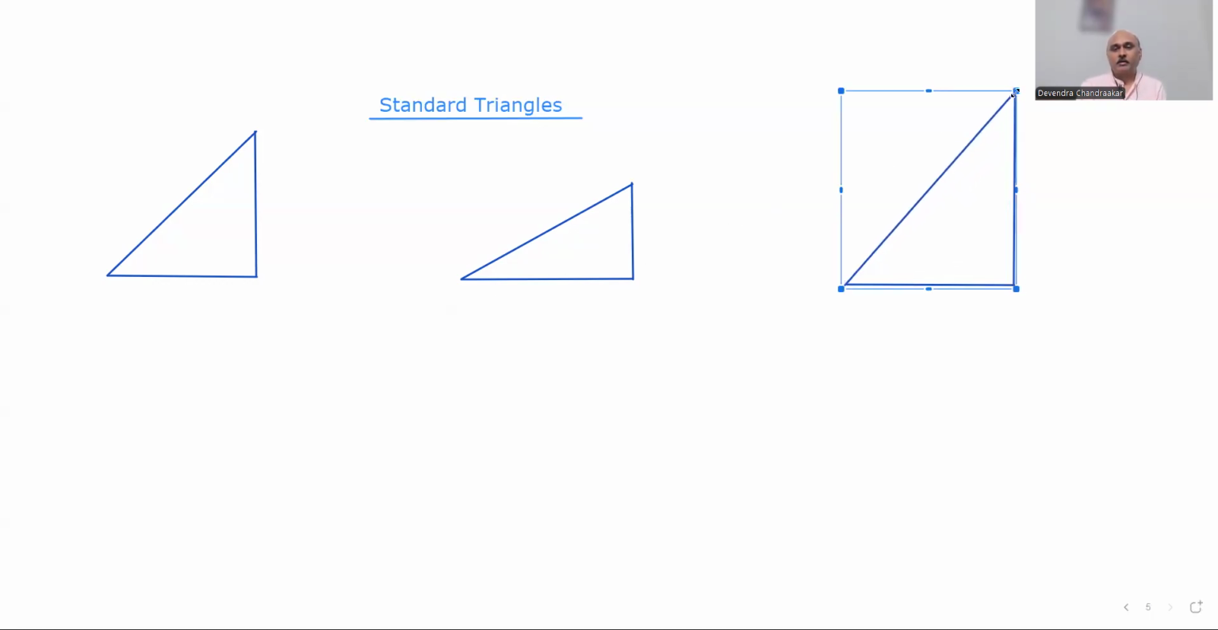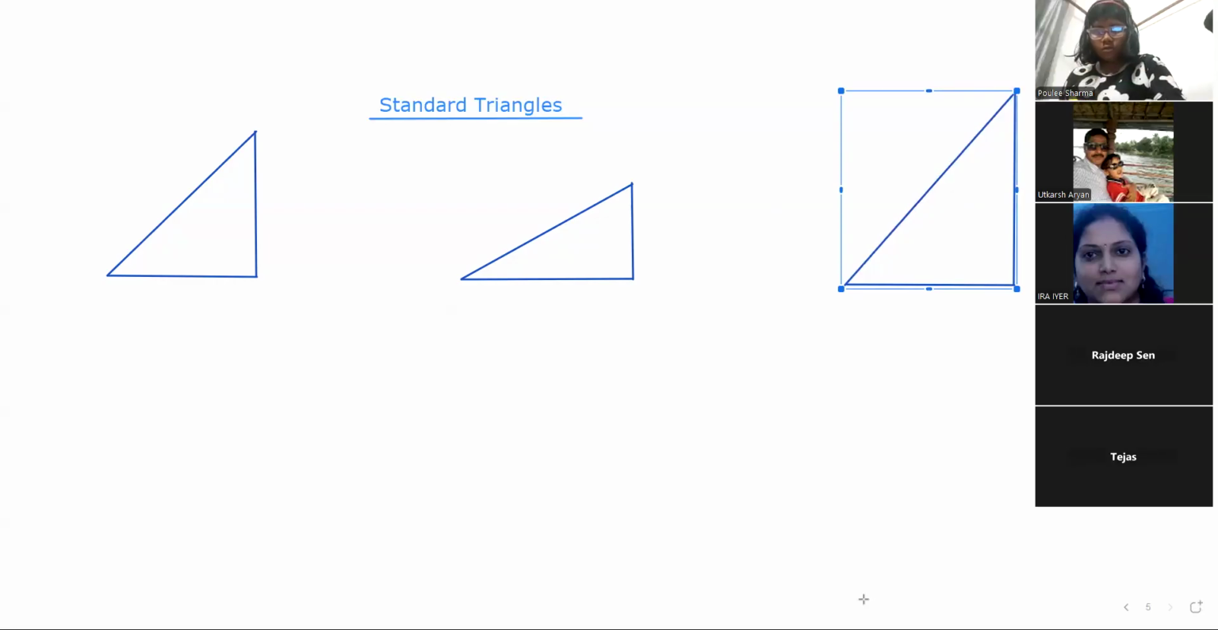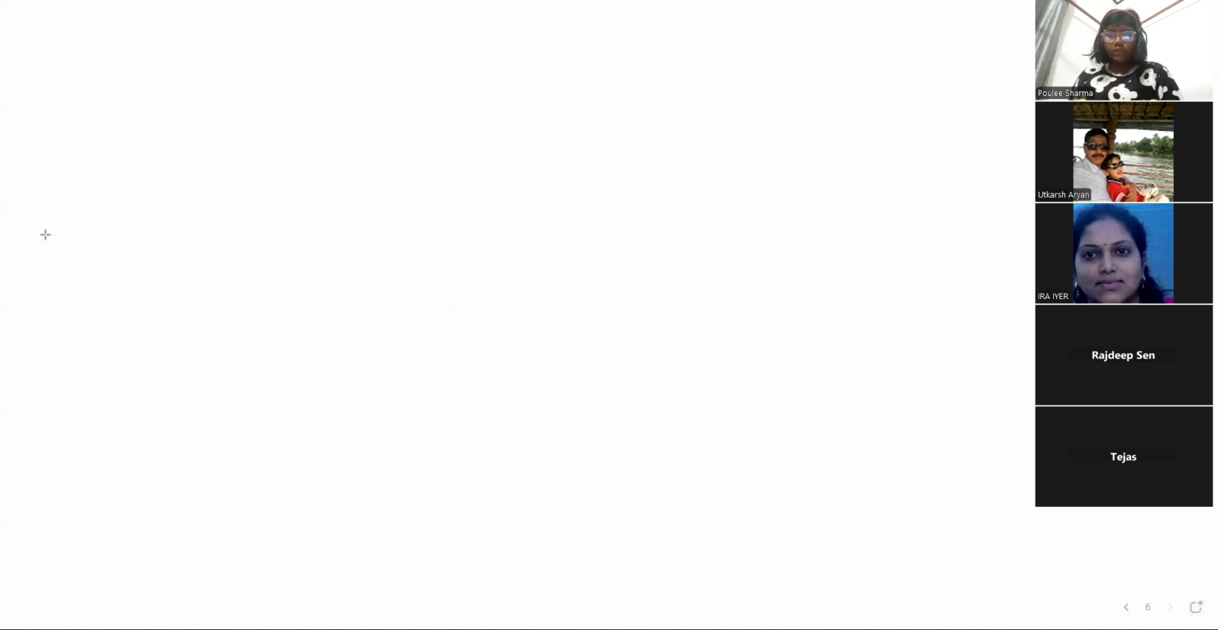How many of you are aware about Pythagoras theorem? How many of you don't know about Pythagoras theorem? Please raise your hand or type I in the comment window if you are not aware about Pythagoras theorem. Okay, all of you are aware about it. Very good. So I'll just revise it for you.